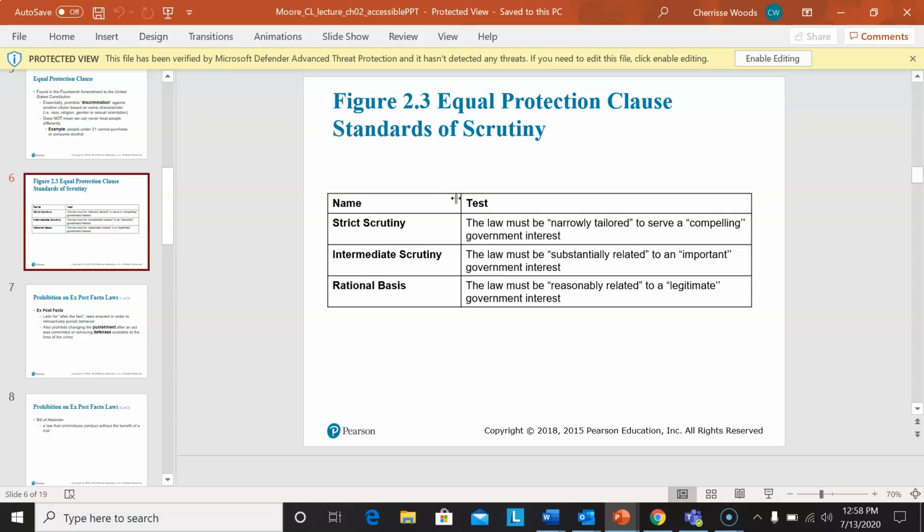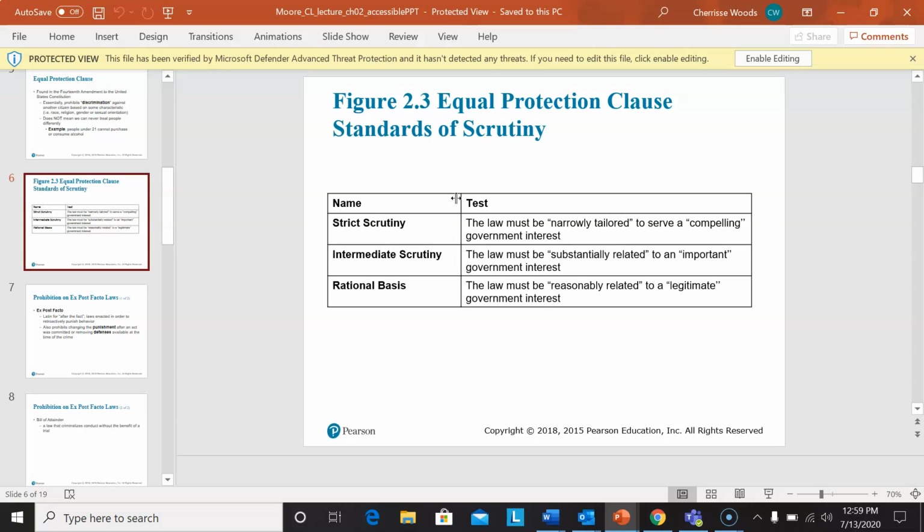Now, we've already discussed that if the regulation is discriminating against someone based on their national origin, then in order for us to determine whether that regulation is constitutional, we must apply strict scrutiny. And it says that in your book, okay?